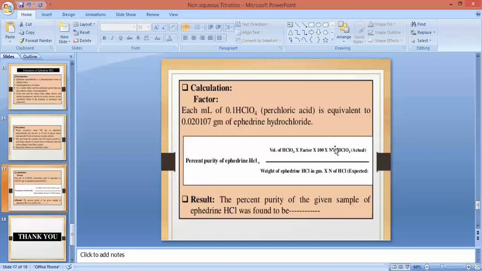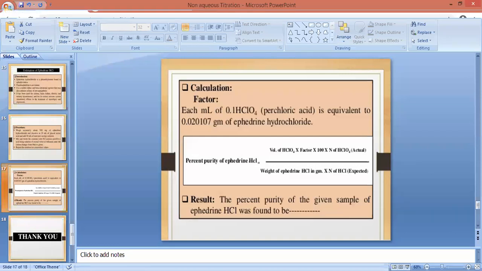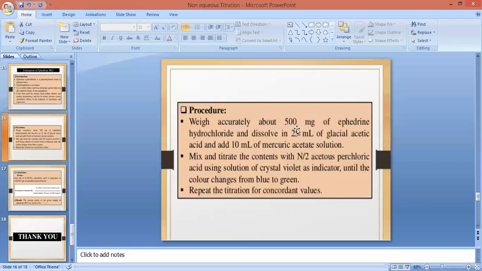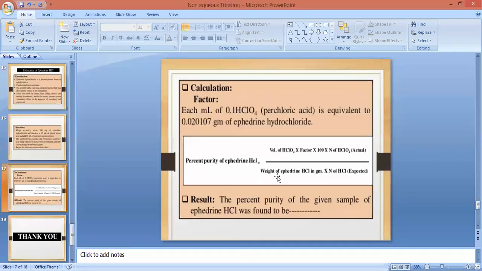Next comes the concentration of standard solution prepared. We are going to use 0.1 molar perchloric acid as a standard solution. So here the value of N of HClO4 will be 0.1, divided by weight of ephedrine. We have taken 500 mg of ephedrine for assay procedure. So therefore here the value will come 500 into N of HCl.